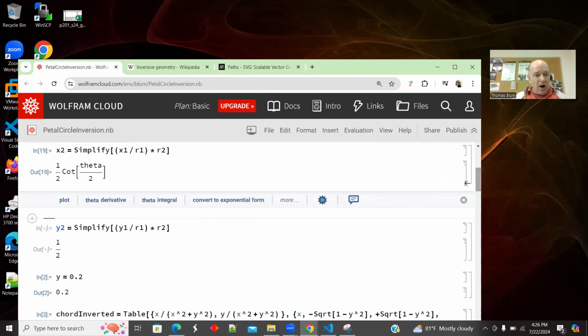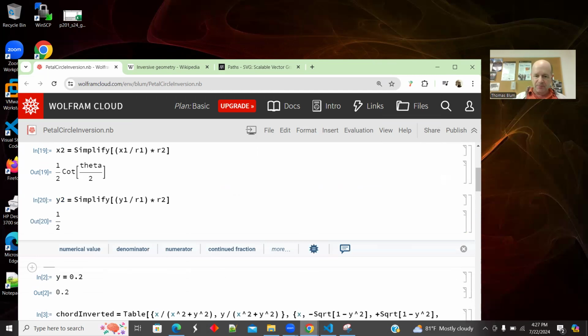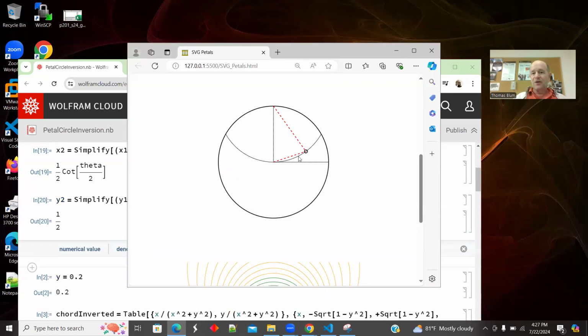Let's do the same thing, but for y. So y1 on r1 picks out the vertical component, sort of works like a sine, and then I'm multiplying it by the radius of the inverted point. And when I ask it to do that, it came out to 1/2. So back here, the height of this point from the origin is 1/2. And I just get this 1/2 horizontal line. So the inversion of this arc is indeed just the horizontal line here.